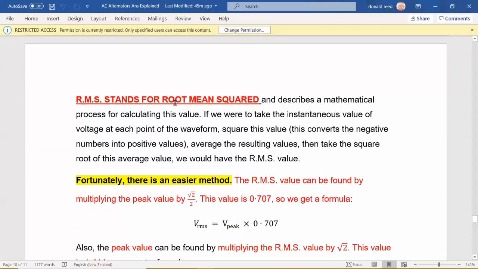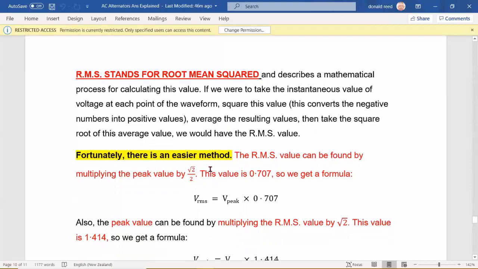So RMS stands for root mean squared and describes a mathematical process for calculating this value. However, fortunately, there is an easier method: the RMS value can be found by multiplying the peak value by the square root of 2 divided by 2. And this value is 0.707. So we get a formula, VRMS equals the V peak multiplied by 0.707.